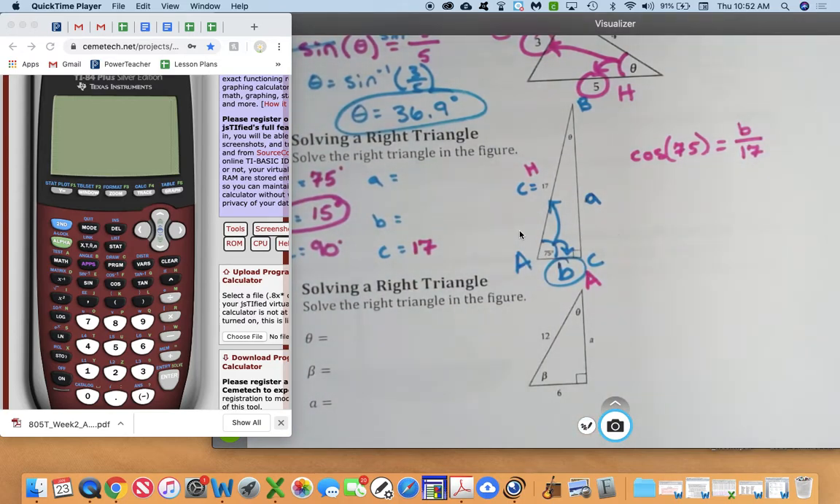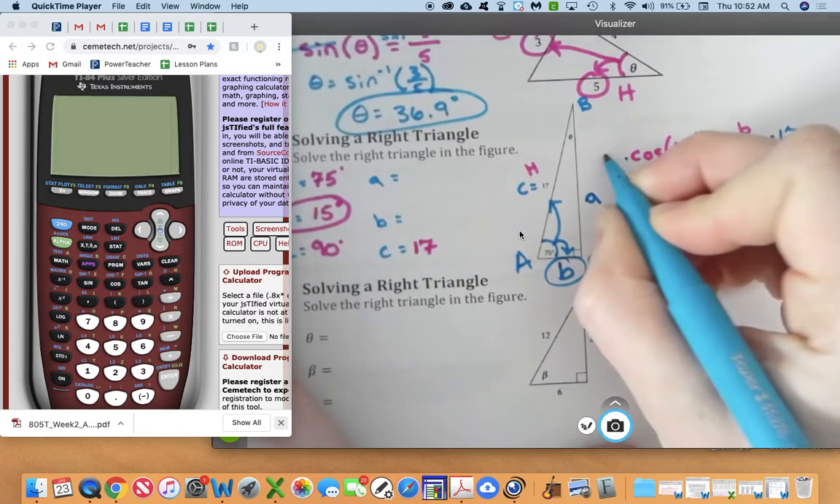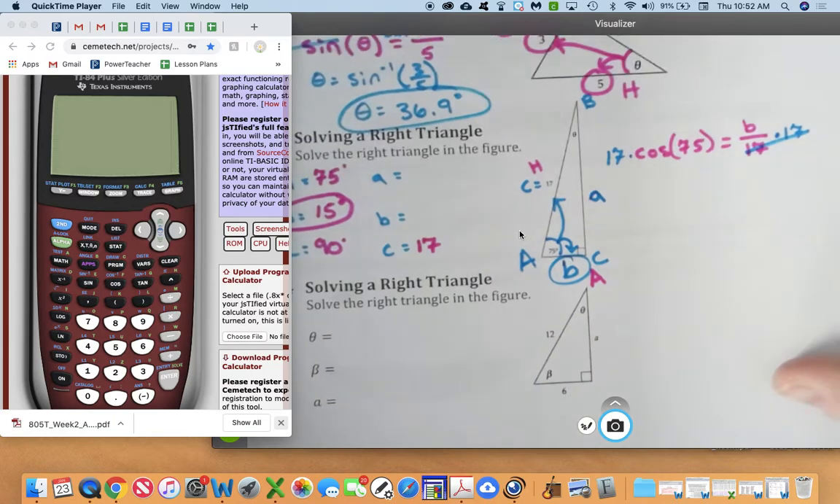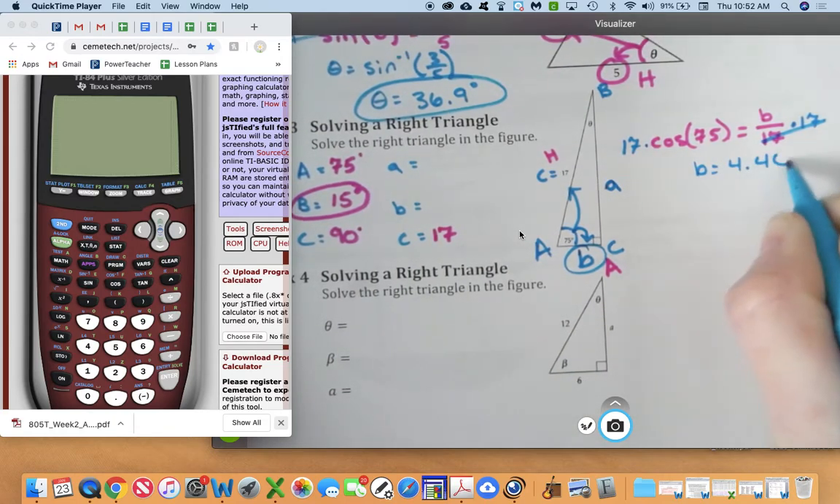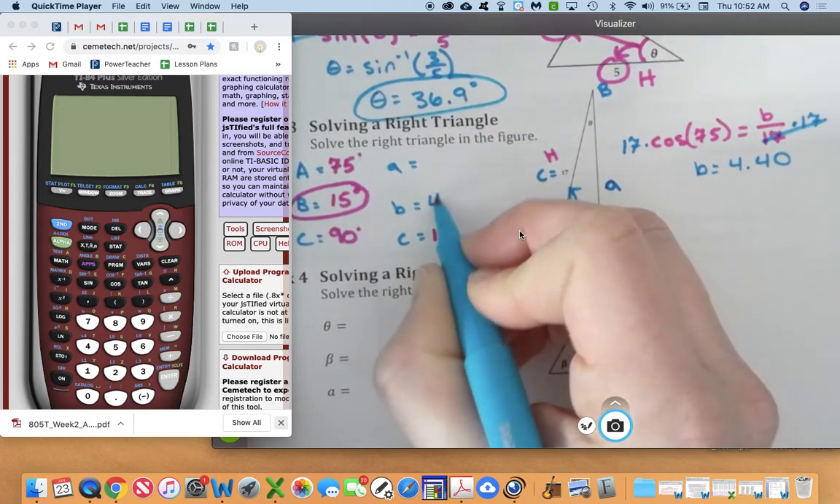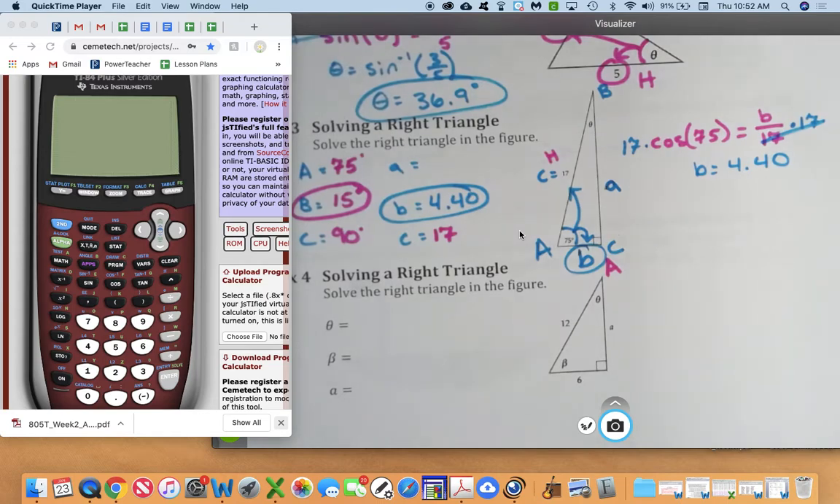Okay, move the 17 to the other side. What's 17 cosine of 75? B equals 4.40. B is 4.40. That's another one that we've solved for. Okay? Do at least one decimal place.